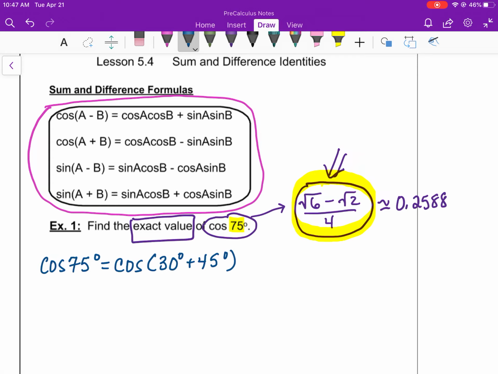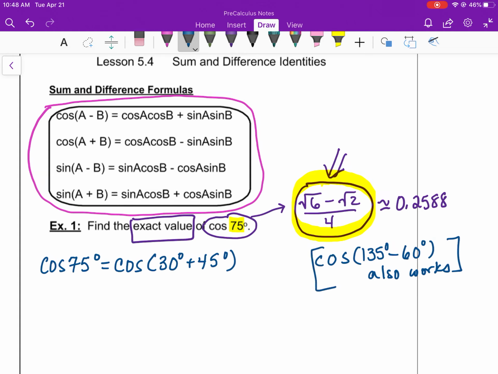Could I use something like, let's see. We did 30 and 45. Could we do, say, 135 minus 60? Is that still 75 degrees? It sure is. So you can use different pairs of angles just so that they add or subtract to be 75 degrees. So I'll just put that on the side. Cosine of 135 degrees minus 60 degrees also works. So just a side note.